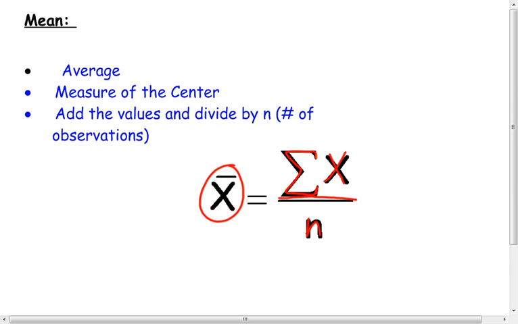Okay, so I know that you know how to find average, but you probably don't know the symbols used, the fancy-dancy statistical way to give the formula for mean.